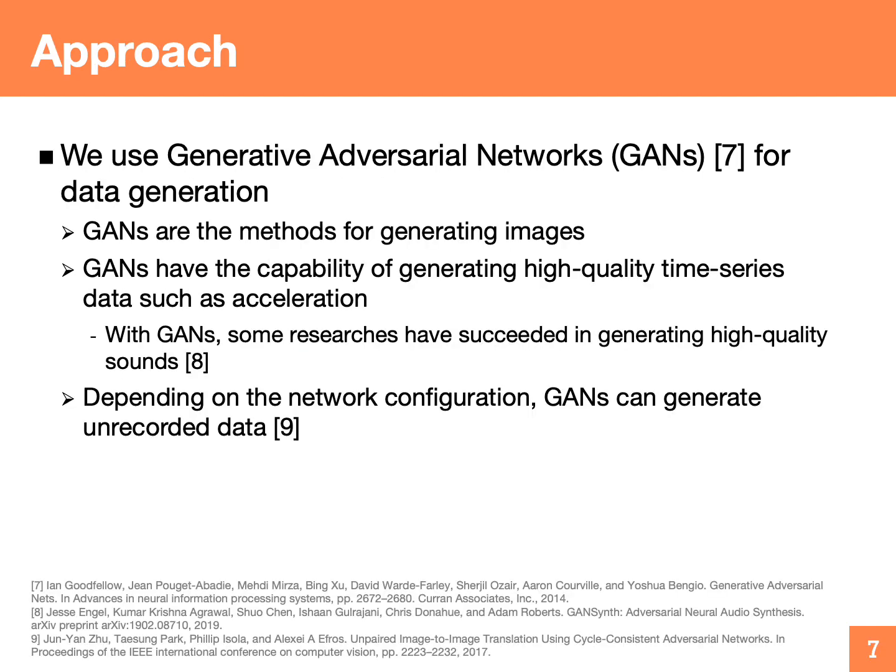To realize this data generation, we use generative adversarial networks, called GANs. GANs are methods for generating images, but in the field of audio synthesis, some researchers succeeded in generating high-quality sounds. Therefore, GANs have the capability of generating high-quality time series data such as acceleration. In addition, depending on the network configuration, GANs can generate unrecorded data.